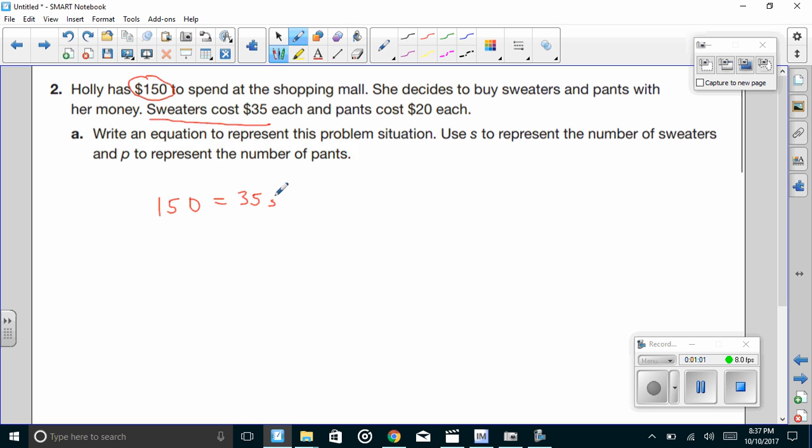and multiplied the number of sweaters she buys, represented by S, then wrote the pants, which is $20, times each pair of pants she buys. If you add that together, it should come close to equal $150. So this is the equation that represents that particular situation. You can plug in how many sweaters she bought, multiply it times 35, plus how many pants she bought, multiply it times 20, and add it up to see if it equals 150.